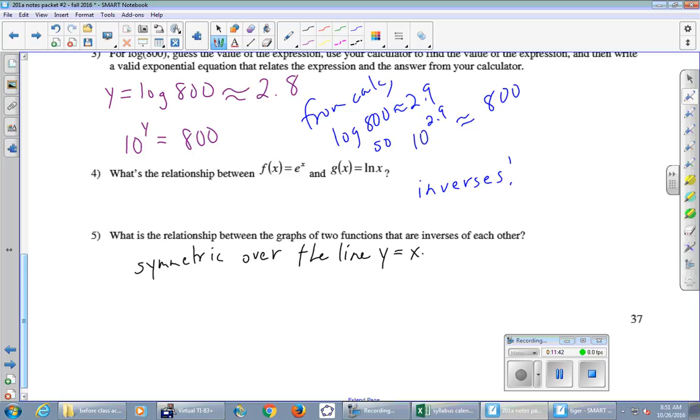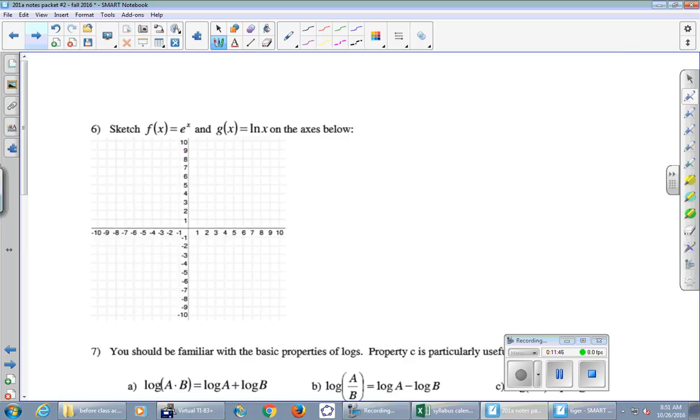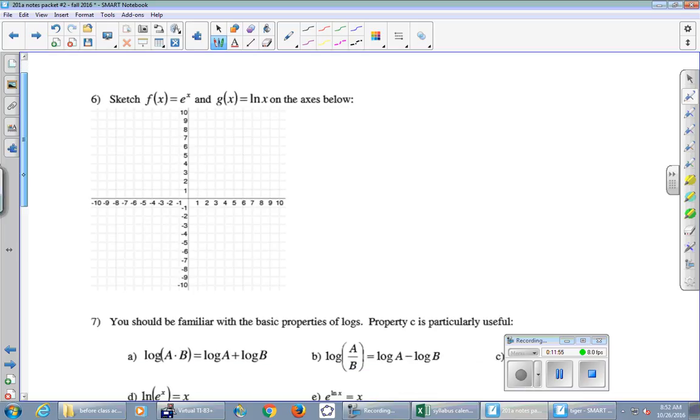So that's true for any two functions that are inverses of each other. And we'll look at a specific example here on the next page. It says sketch e to the x and also sketch ln of x on the axes below. All right, so e to the x, I think we know the graph of that thing pretty well. That is an exponential growth function.